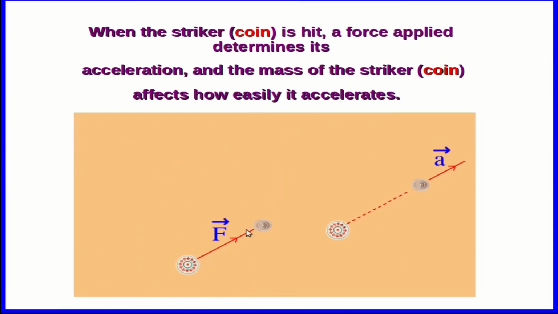When the striker hits the coin, a force is applied, and this determines the acceleration of the coin, and of course the mass of the striker affects how easily it accelerates. So there is an acceleration produced because of the action of the force on the coin, and obviously the force is caused by the striker striking the coin.